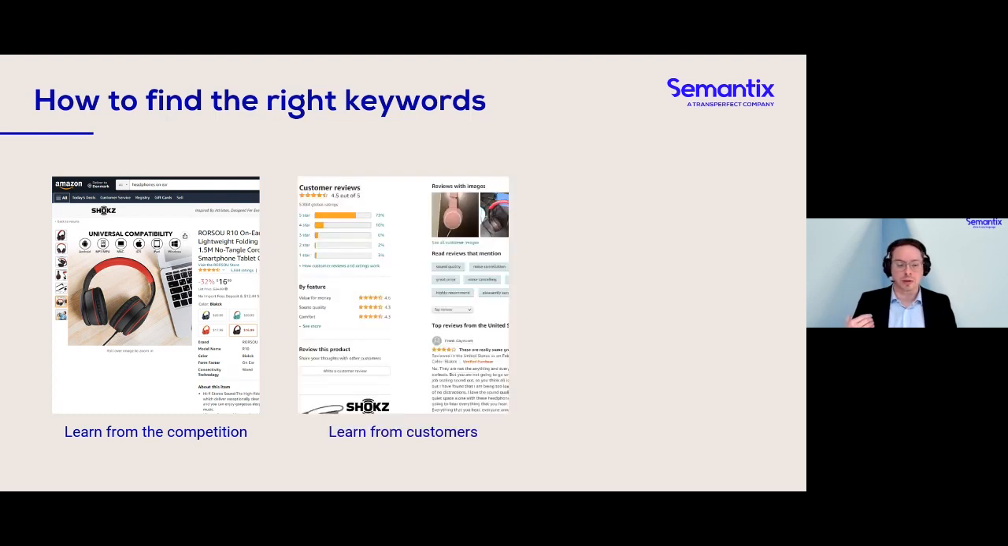Another one, of course, is to learn from customers. Product reviews can help you understand the terms that customers are using for your product. For example, you might refer to these as rose gold headphones, but your customers may refer to them as pink headphones. This is a sign that you should possibly include both keywords in your content to improve your chances of being found. And this is also a really important basic concept around keywords.